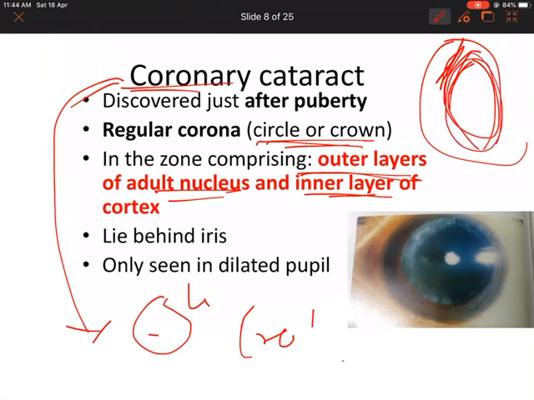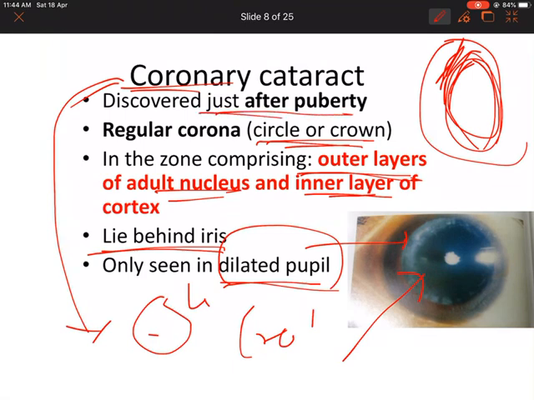Here you can make out that it is circular in nature and it lies behind the iris. Only when the pupil is dilated will you appreciate this kind of cataract. When the pupil is constricted, you will not be able to appreciate this cataract, and this occurs just after puberty.